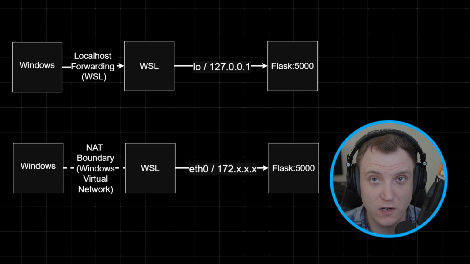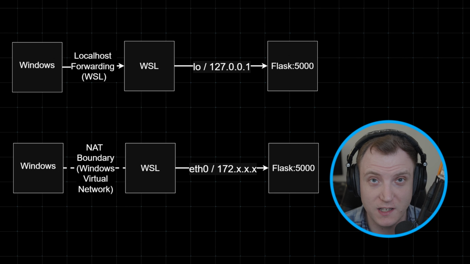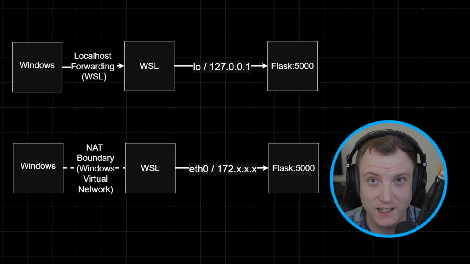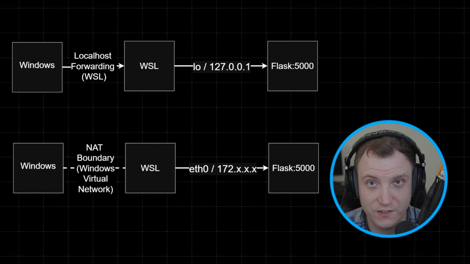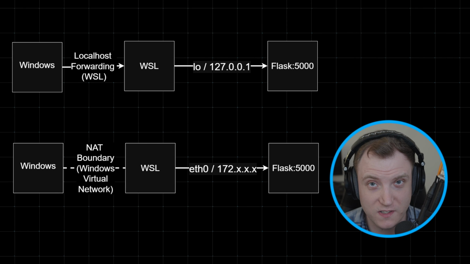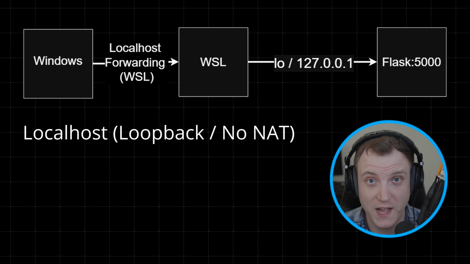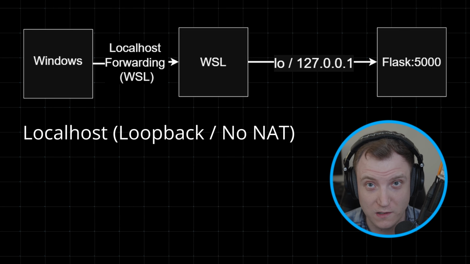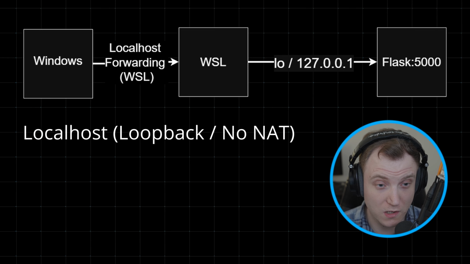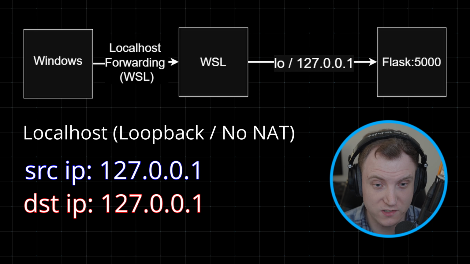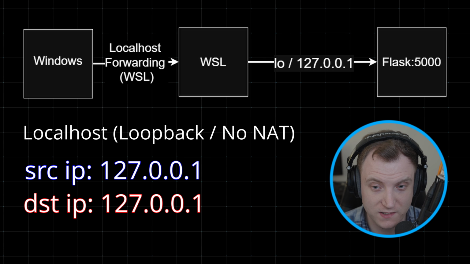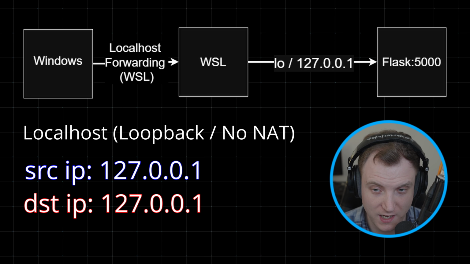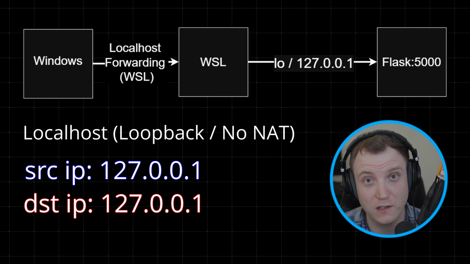But when you use localhost versus the WSL IP, two very different network paths are taken. To demonstrate this, I've got a simple Flask API running on port 5000 inside WSL, and we'll use this to test both of these paths. So the first path is localhost with loopback and no NAT. When we use localhost, Windows forwards the request directly into WSL, and inside Linux, it's still addressed to 127.0.0.1, aka the localhost, so it gets routed over the loopback interface.